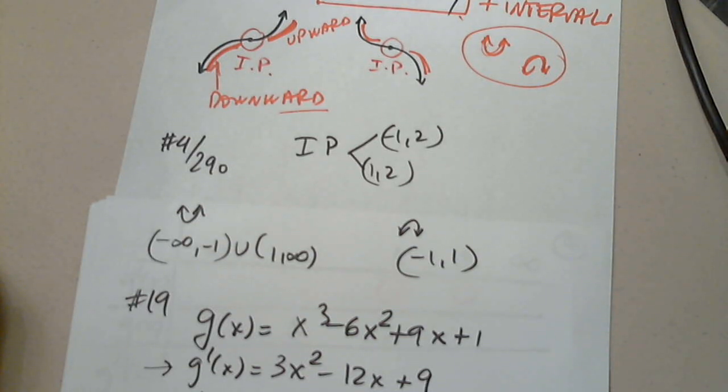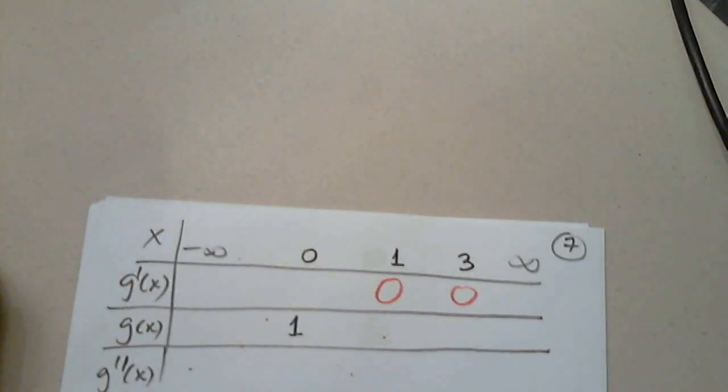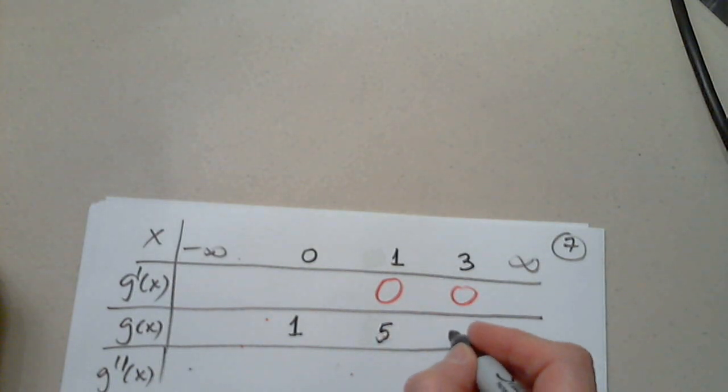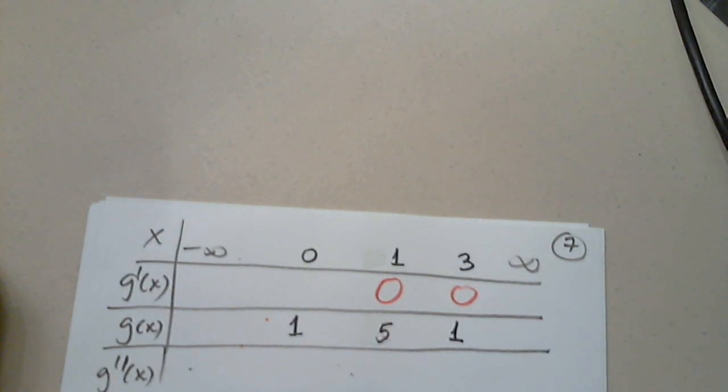They're already there. So at 1 is 5. And at 3 is 1. Good. Awesome. That's how you should do it. Not plug in and repeat and repeat. That's not a good idea.